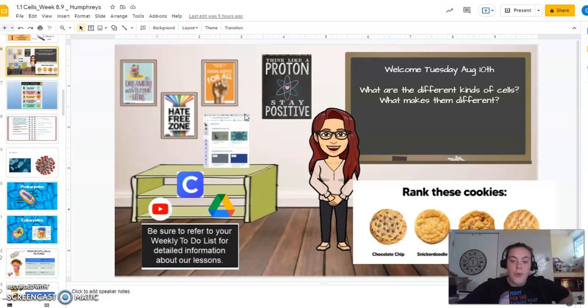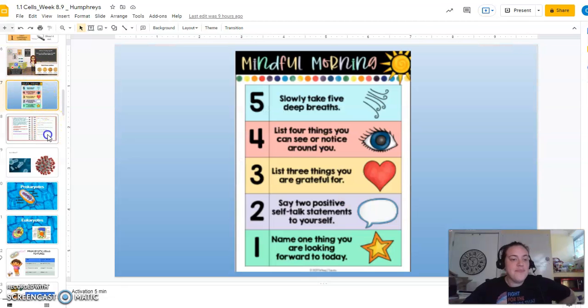Remember, our warm up was rate these cookies. Oatmeal raisin is the last answer, the last one.